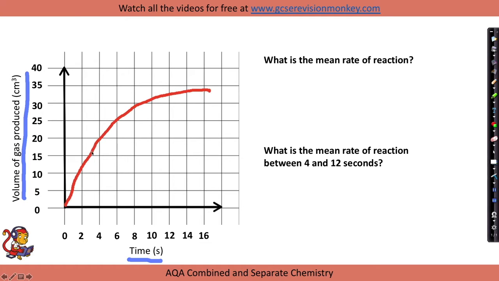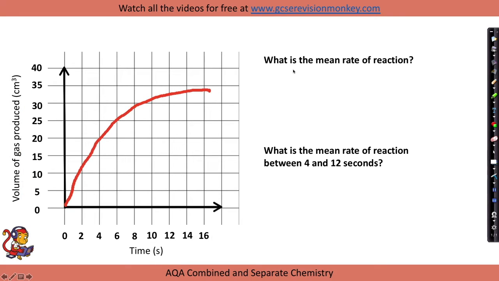The steeper the gradient, the faster the rate of reaction. So you can see this first section here is really steep. Then a shallower gradient here, so the rate of reaction is slowing down. And at this point here, where the graph starts to level out, the reaction has actually stopped. And we know that because if you read off the graph here, no more gas is being produced.